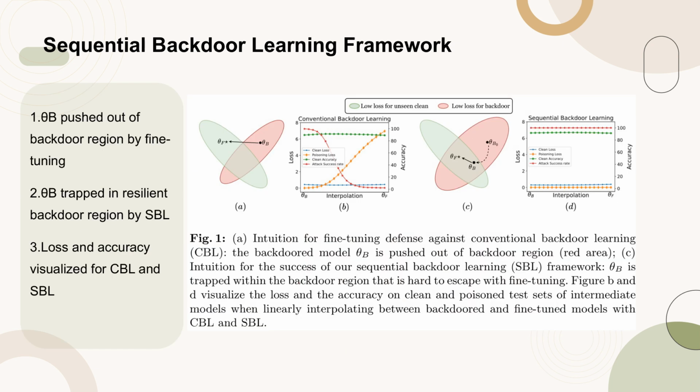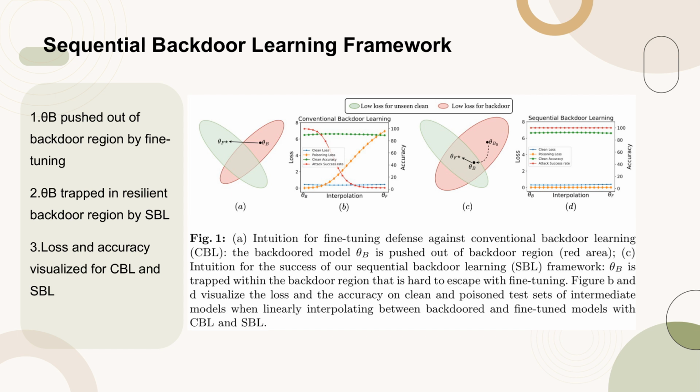Figure 1 illustrates the differences in the effectiveness of fine-tuning defenses against conventional backdoor learning (CBL) and the proposed sequential backdoor learning (SBL) framework. In Part A, the backdoored model θB is shown being pushed out of the backdoor region (red area) by fine-tuning, which is the intuition behind the success of fine-tuning defenses against CBL. Conversely, Part C demonstrates how the SBL framework traps θB within a backdoor region that is resistant to fine-tuning, making it difficult for defenses to remove the backdoor.